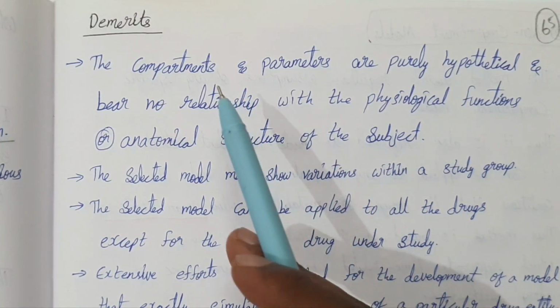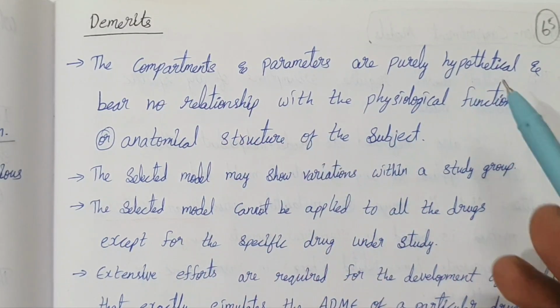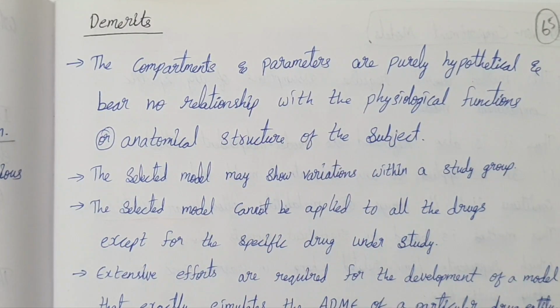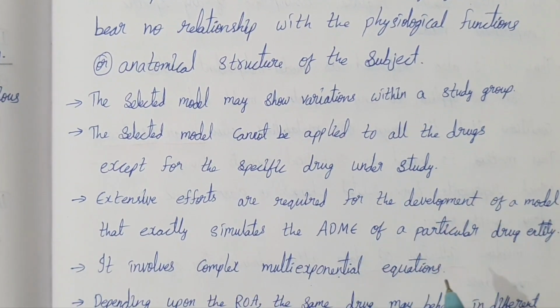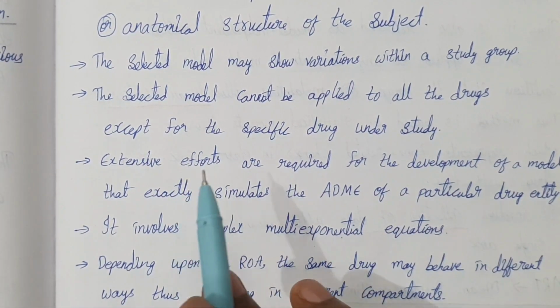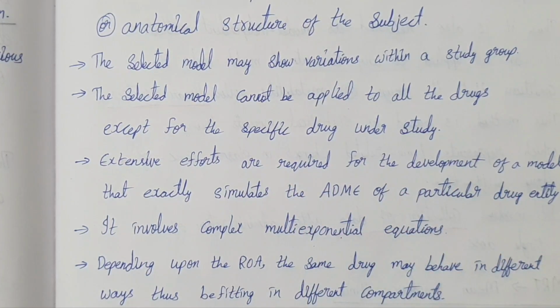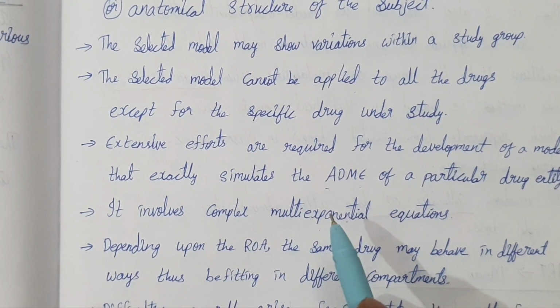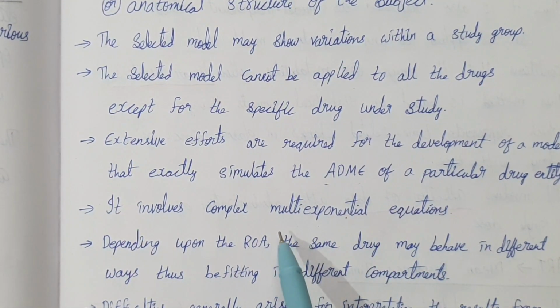Let's see the limitations of compartment models. These models are hypothetical, meaning they don't exactly match real body structure or physiology. Also, the same model does not work for all patients or study groups. And every model is drug specific. It cannot be applied to all drugs. Creating a perfect model needs a lot of effort to match the ADME processes. Plus, the equations used are mathematically complex. They are multi-exponential equations.